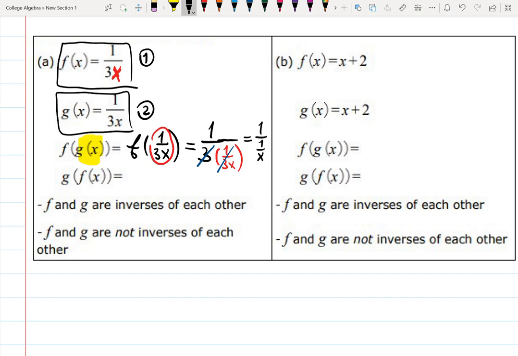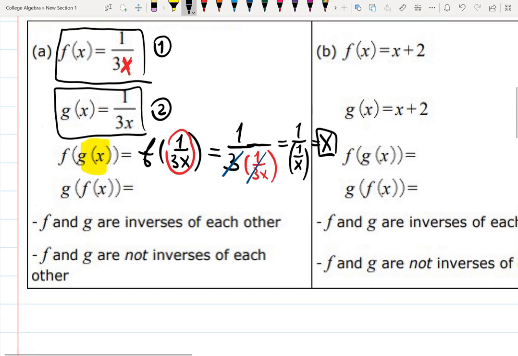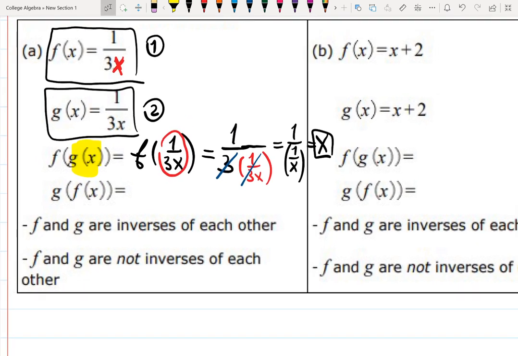What is 1 over 1 over x? That's just x. Makes sense? Multiply by the reciprocal of 1 over x, and that's x. So we got x like we wanted. That's good. Now, let's hope that we get x the second time.